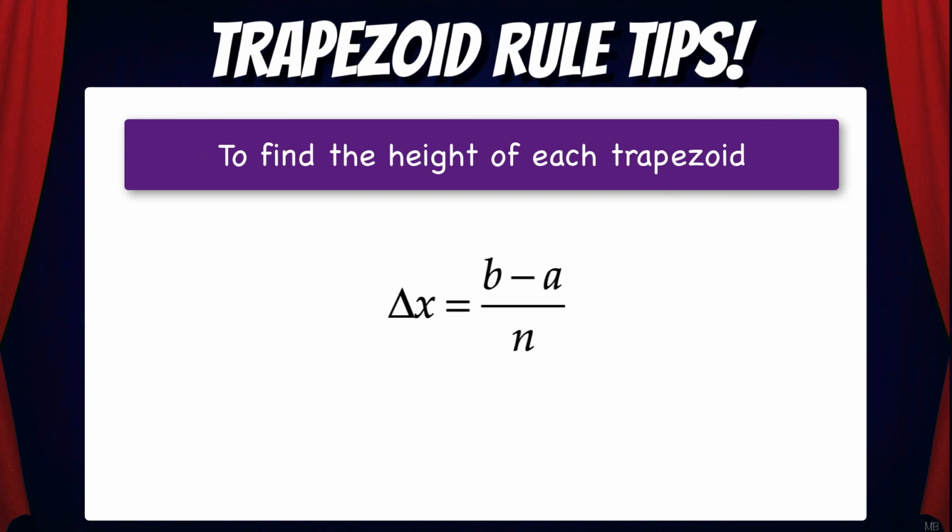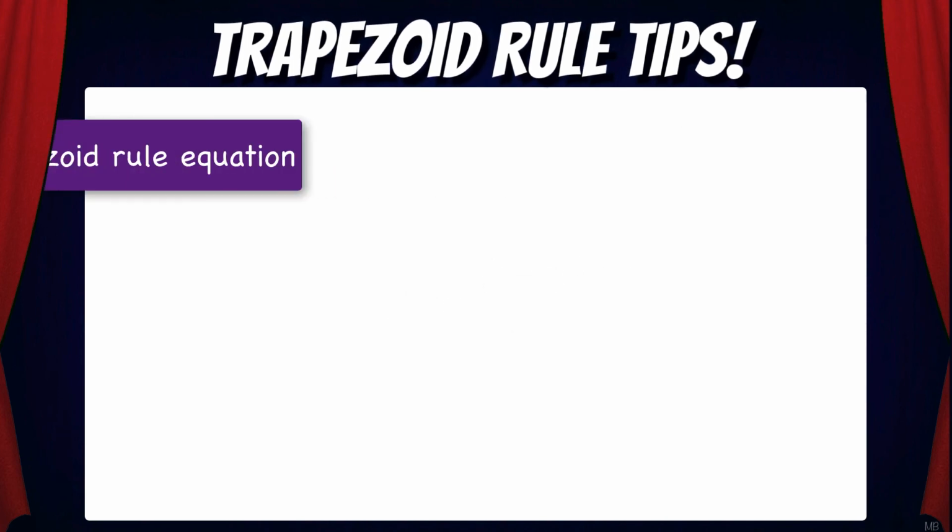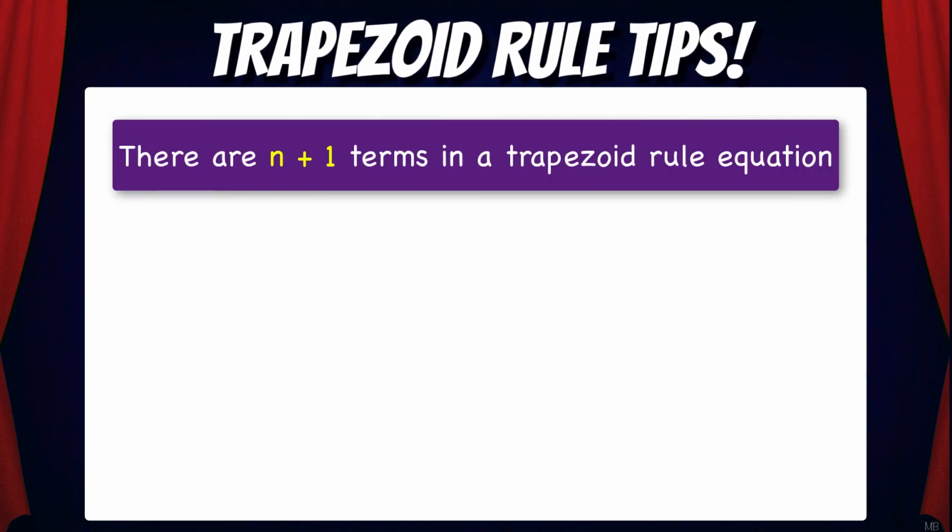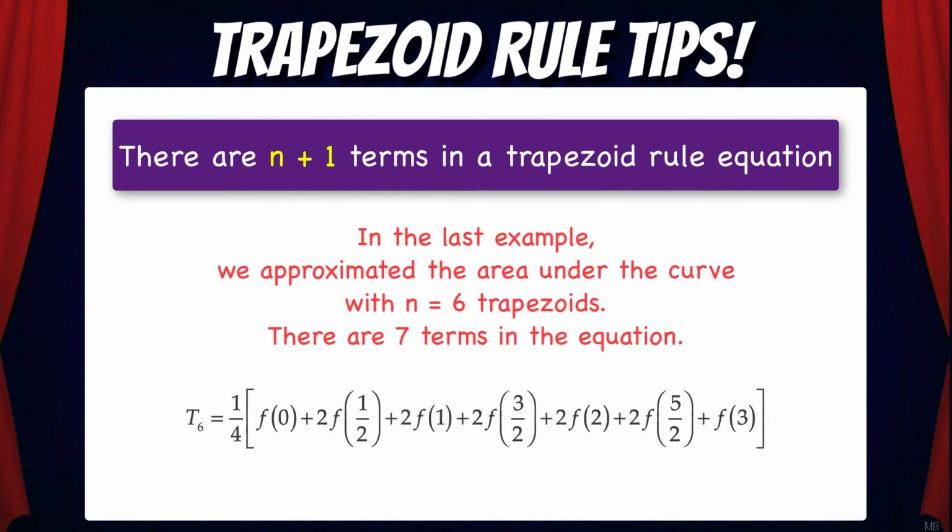Next, remember that to find the height of each trapezoid, we need to use delta x, which is b minus a over n. Finally, I want you to be aware that there are n plus 1 terms in a trapezoid rule equation. In the last example, we approximated the area under the curve with 6 trapezoids. 6 is our n. But there are 7 terms in the equation. This is a tip that you could use to help you check your work and make sure you have the correct number of terms when you set up a trapezoid approximation equation.